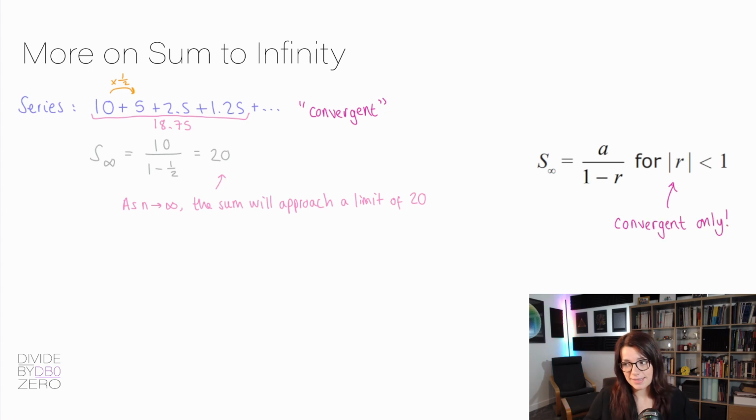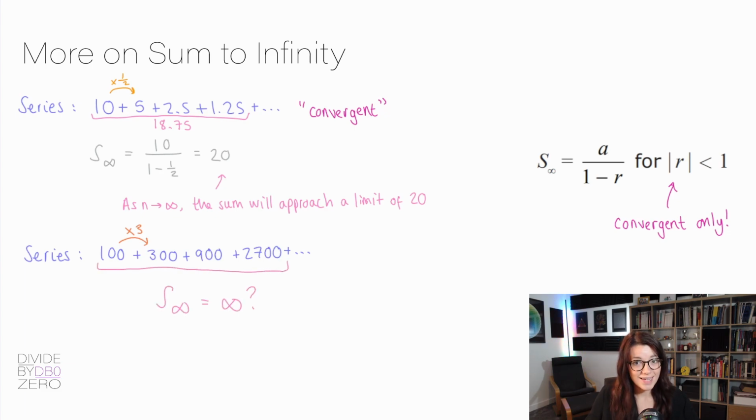Why doesn't it make sense if r is greater than 1? Well, if we look at an example here, let's say we had 100 plus 300 plus 900 plus 2,700, and so on. In this case, the common ratio is 3, so bigger than 1. And just thinking about this logically, if you were to add up all infinity terms in that series, you would get infinity. And that doesn't really provide a useful result. In this case, we call the series divergent because the series does not converge towards a limit.